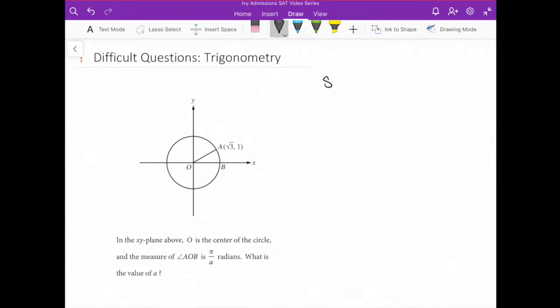Anytime we see a question like this, usually these difficult questions on the SAT expect you to utilize different pieces of knowledge that you have accumulated throughout your mathematics career. But the first thing we want to do is figure out what exactly this question is asking. In this case, it's asking, what is the value of a? And this a is in reference to this pi over a radians angle that we do not really know yet.